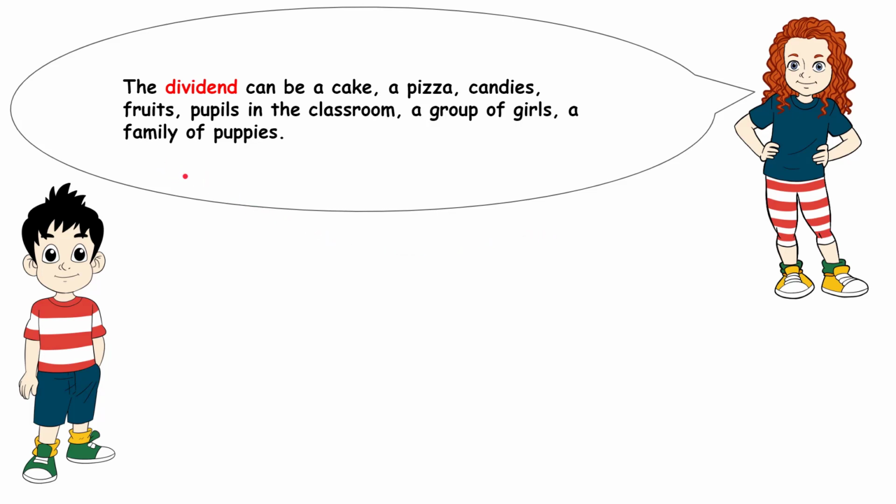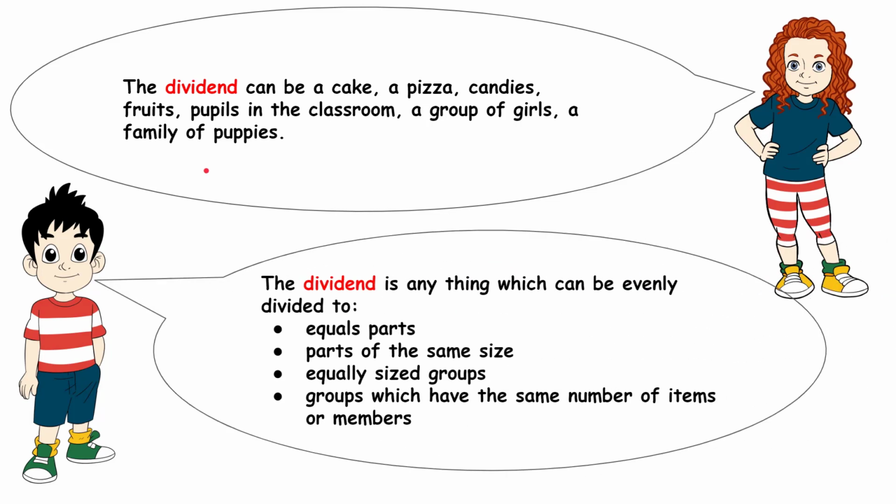The dividend can be a cake, pizza, candies, fruits, pupils in the classroom, a group of girls, a family of puppies, whatever you need to divide. The dividend is anything, any item, which can be evenly divided into one of the following: equal parts, parts of the same size, equally sized groups, and groups which have the same number of items or members.